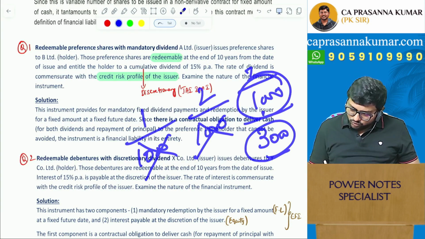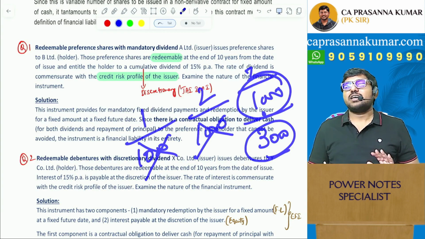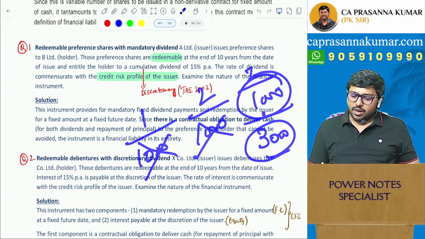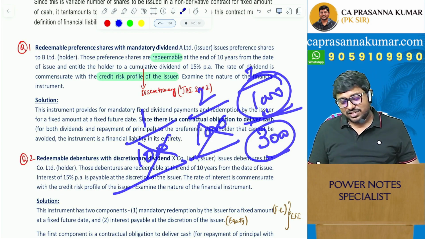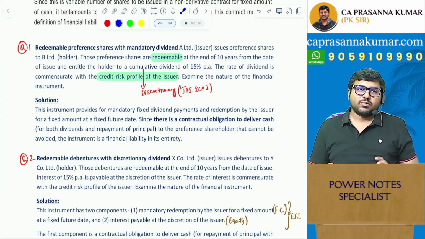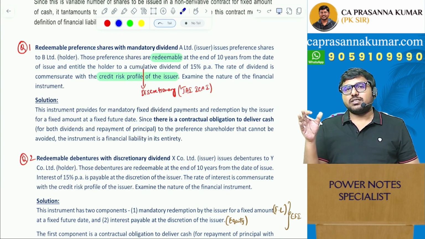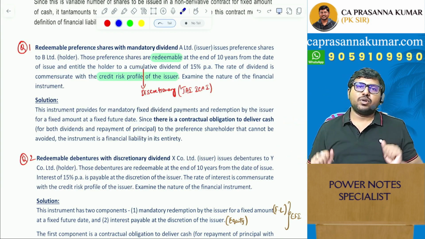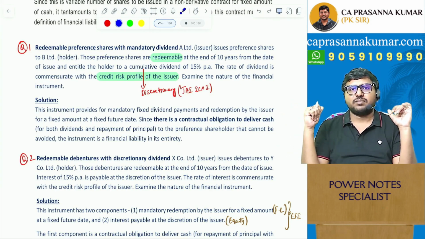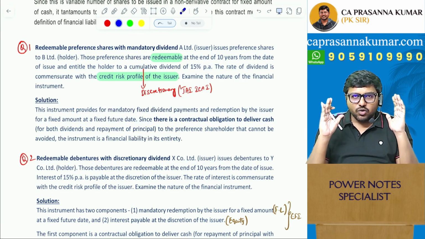Suppose you pay only 2000 at the end of third year, then I can say that it is a discretionary dividend. But in the third year you are not paying 1000, you are paying for first year, second year and third year put together. So the other side of the logic is that I will see this as a mandatory dividend only, because you can't escape from paying dividend now. This is the other side of the logic. I hope you are able to get me.